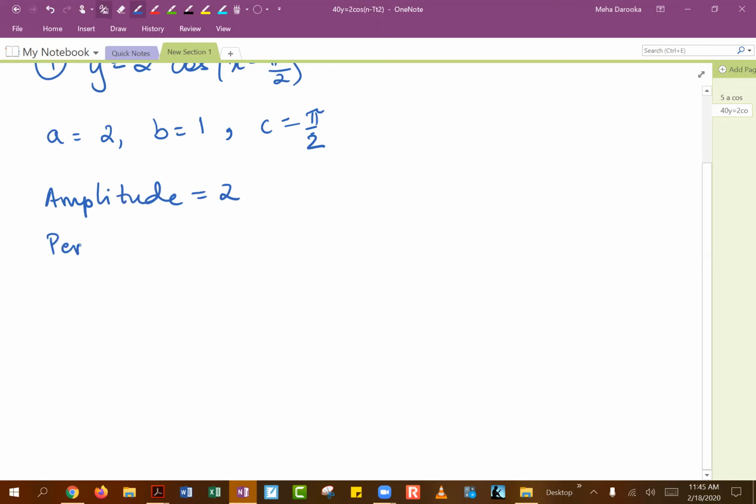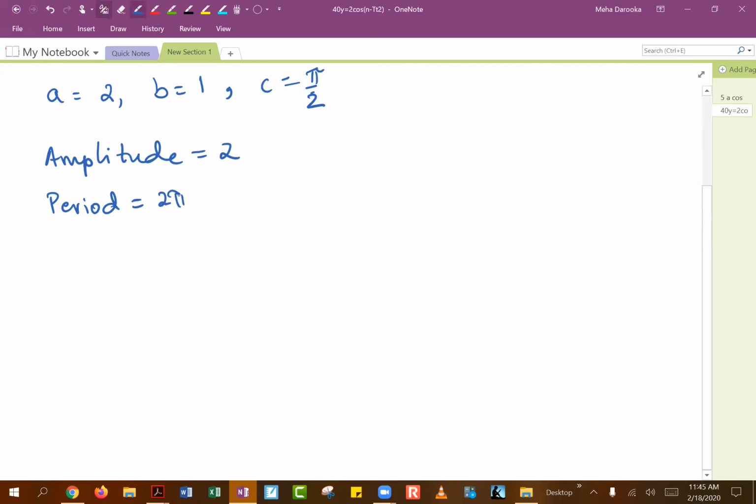What's the period going to be for this function? 2 pi, yeah, because you always take 2 pi divided by b, which here will be just 2 pi.